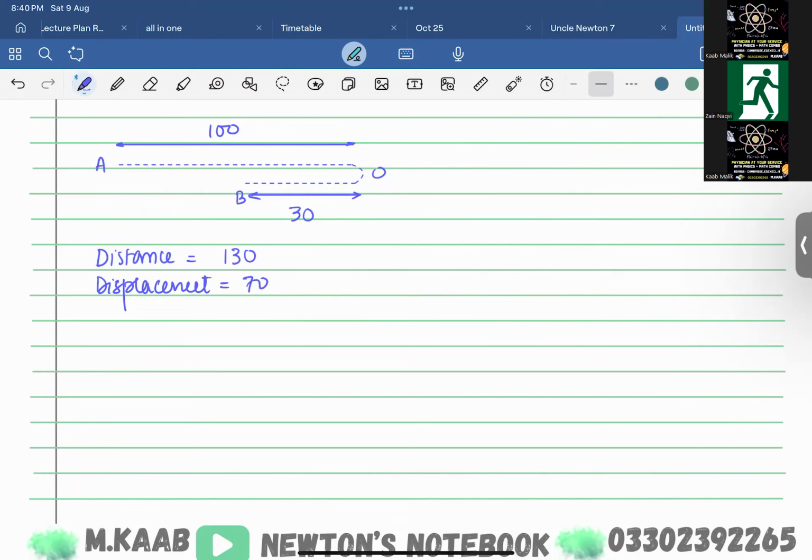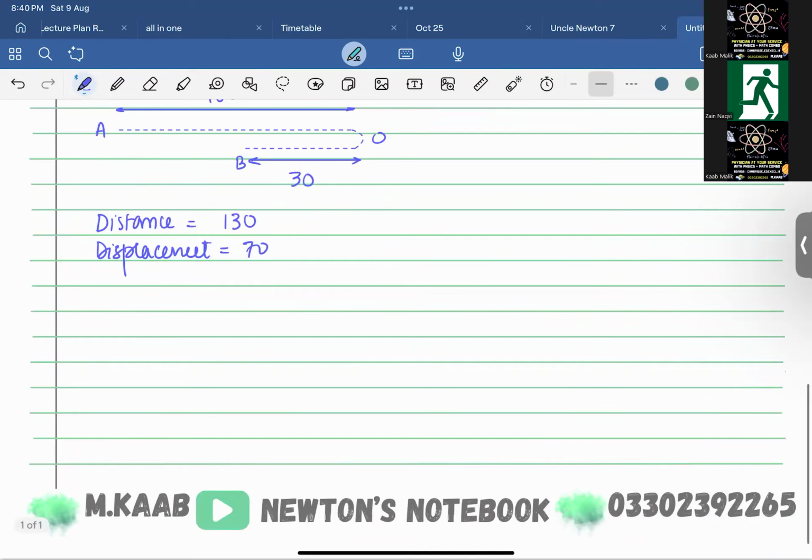And since the object is moving to the right, if you just look at this one, it is directed to the right, right? Okay, to the right, eastward.